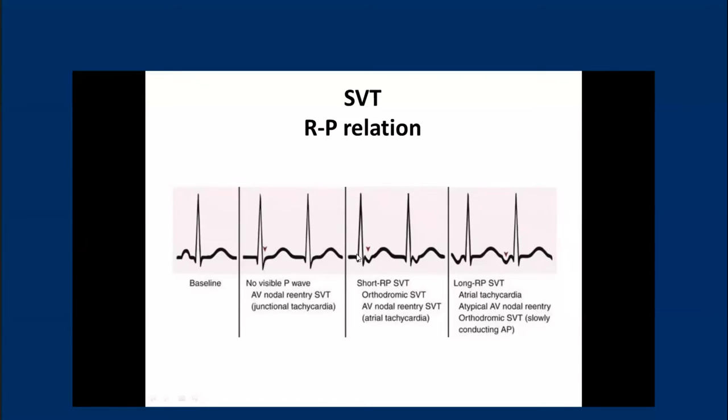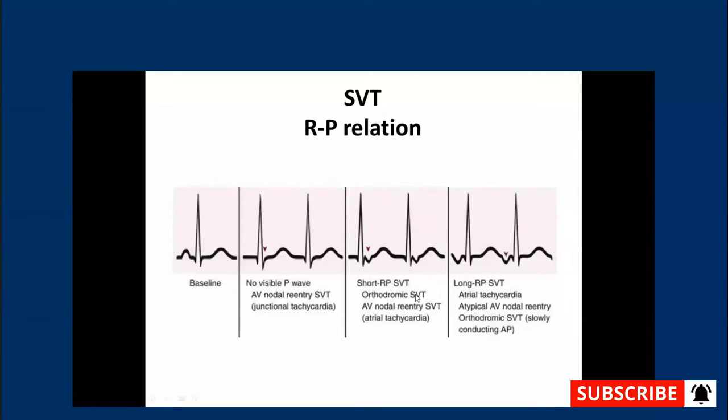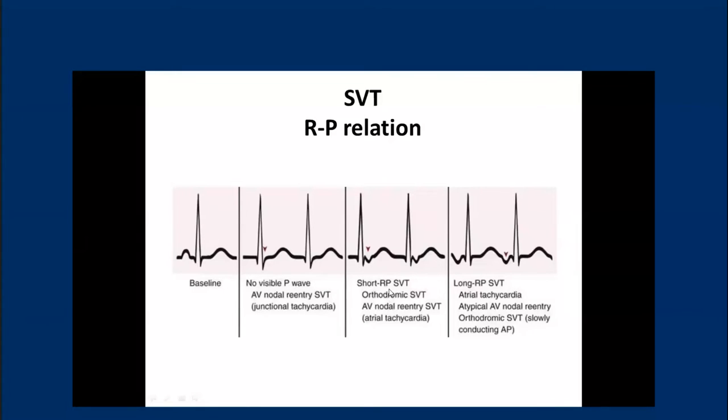And the other is short RP SVTs. As you can see here, we can see the P wave at the end part of the QRS or in the ST segment. This can be caused by AVRTs or occasionally by AVNRTs. But the RP duration usually is shorter in AVNRTs, usually less than 90 milliseconds, and it is more than that in AVRT, because as I said, the accessory pathway is a distance away from the nodal tissue.